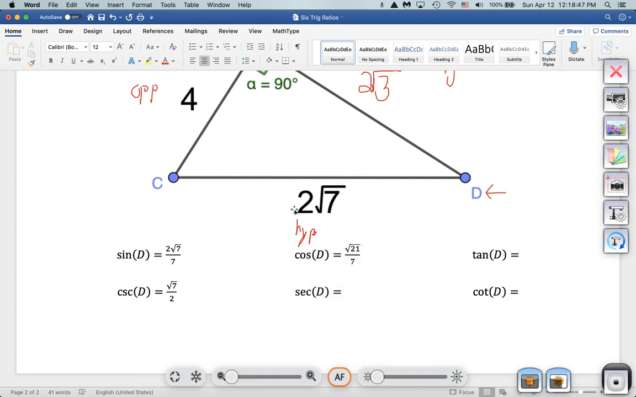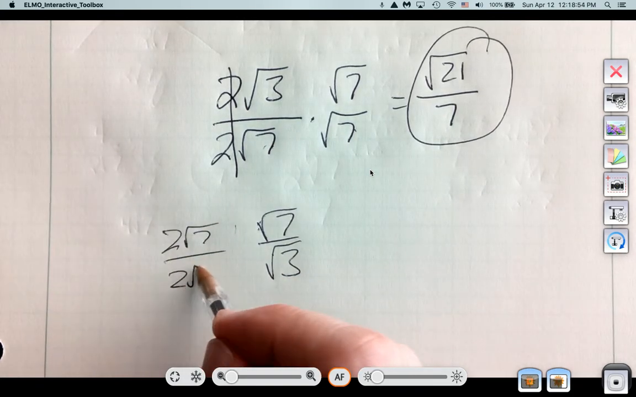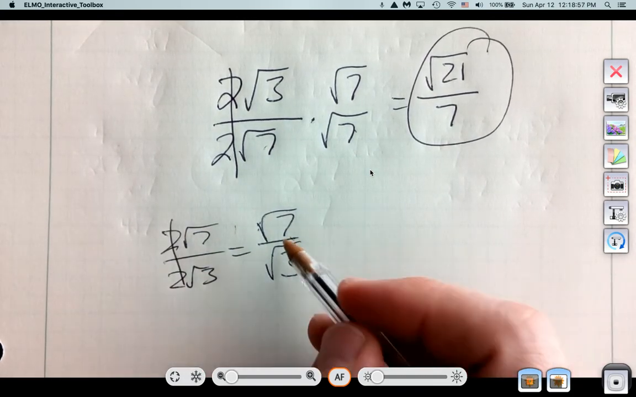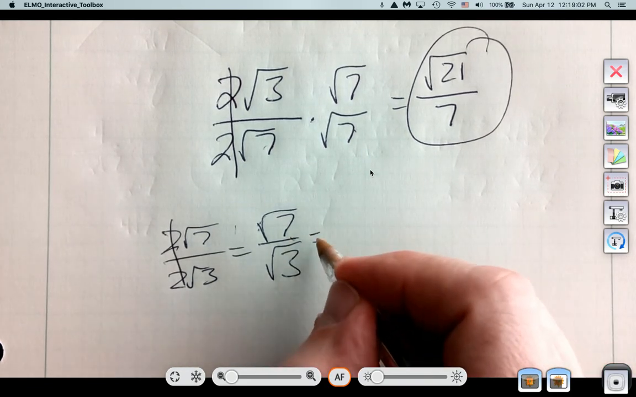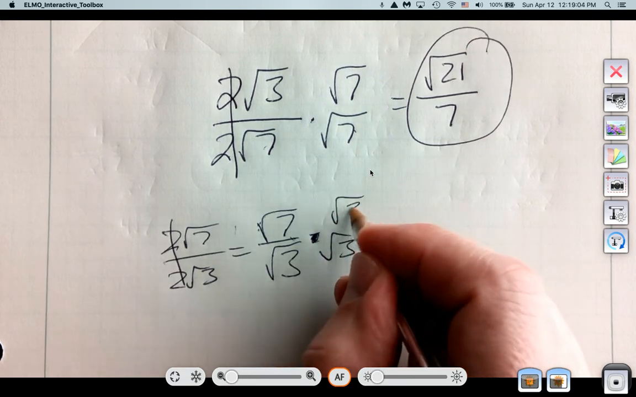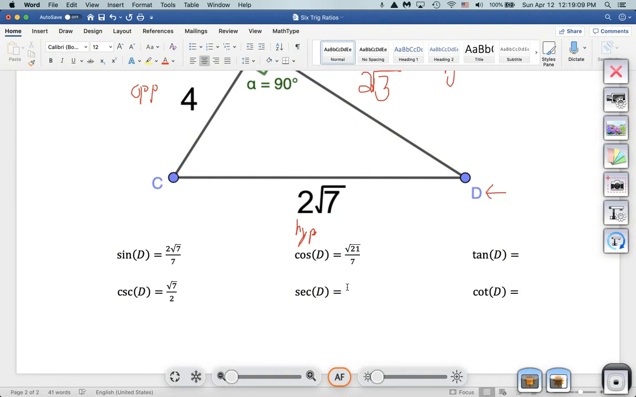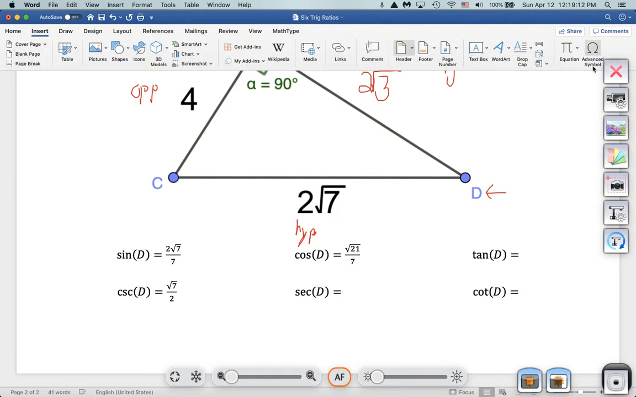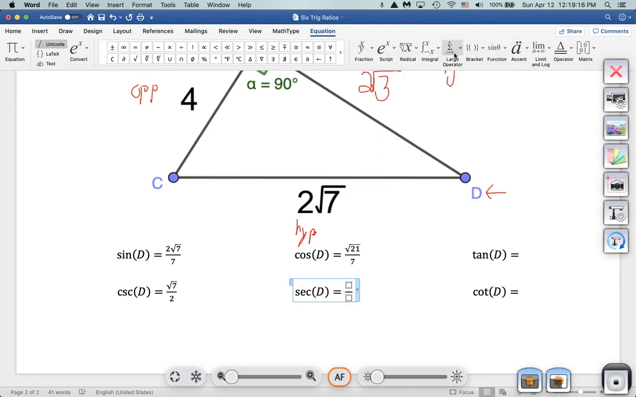The secant is hypotenuse over adjacent, so it's going to be 2 square roots of 7 over 2 square roots of 3, right? 2's cancel, and I'm left with the square root of 7 over square root of 3, or just taking the reciprocal of the cosine. Again, rationalize my denominator, and I get the square root of 21 over 3. So I come back over here, type in my fraction, square root of 21 over 3.